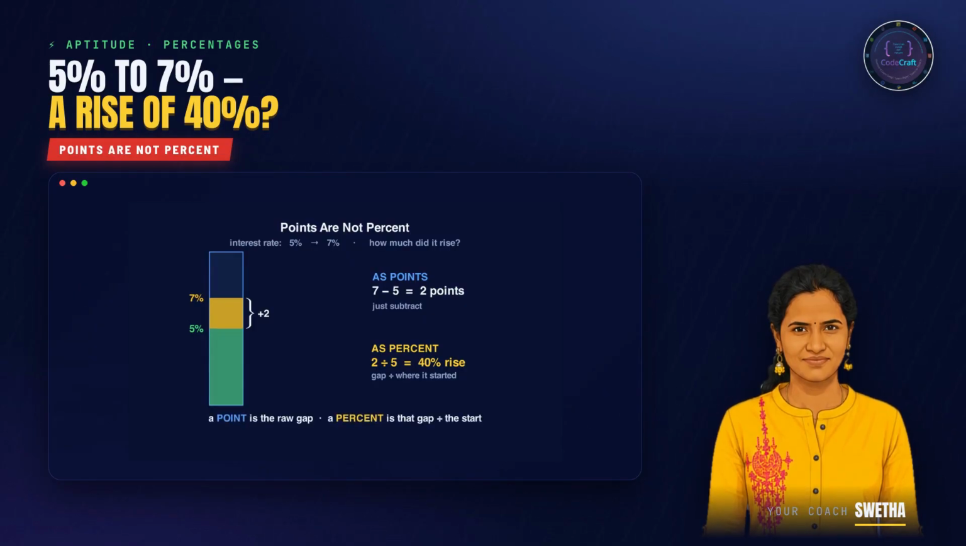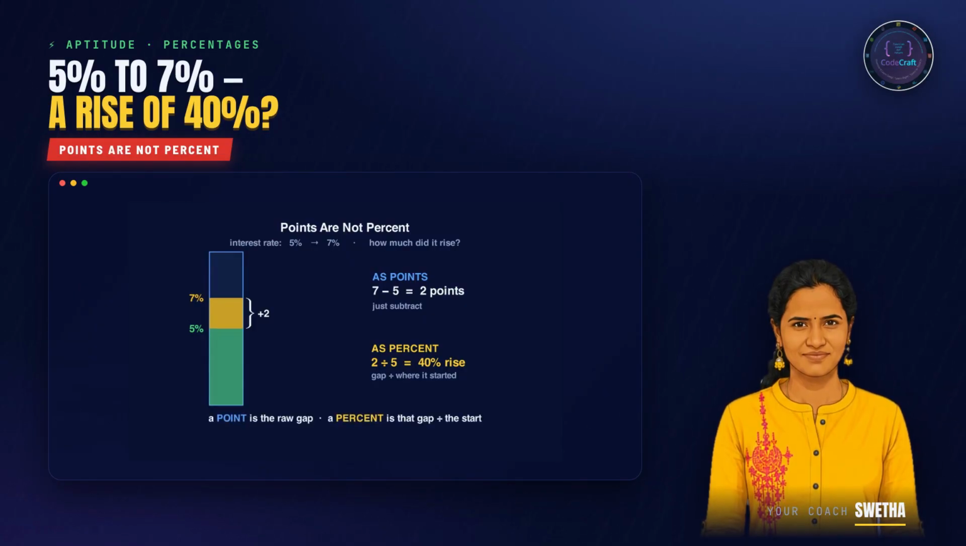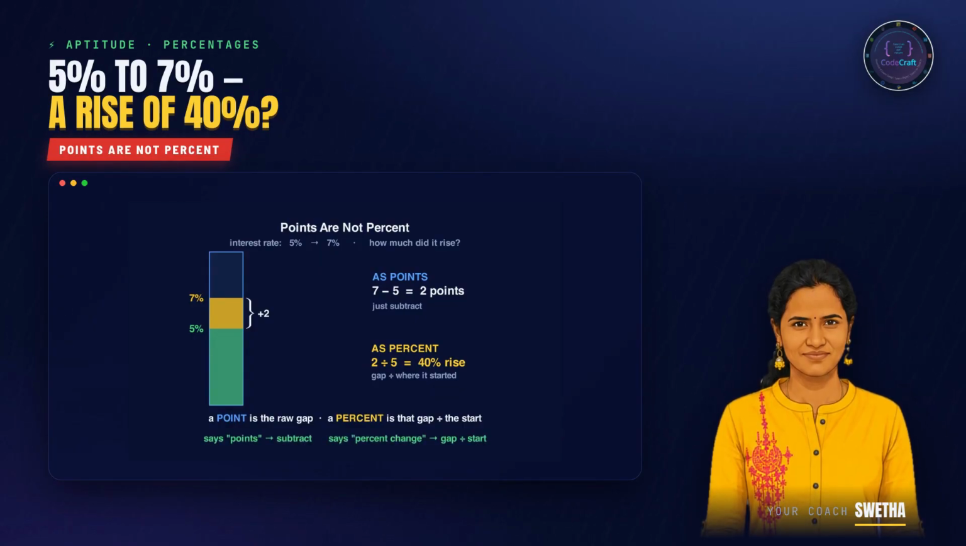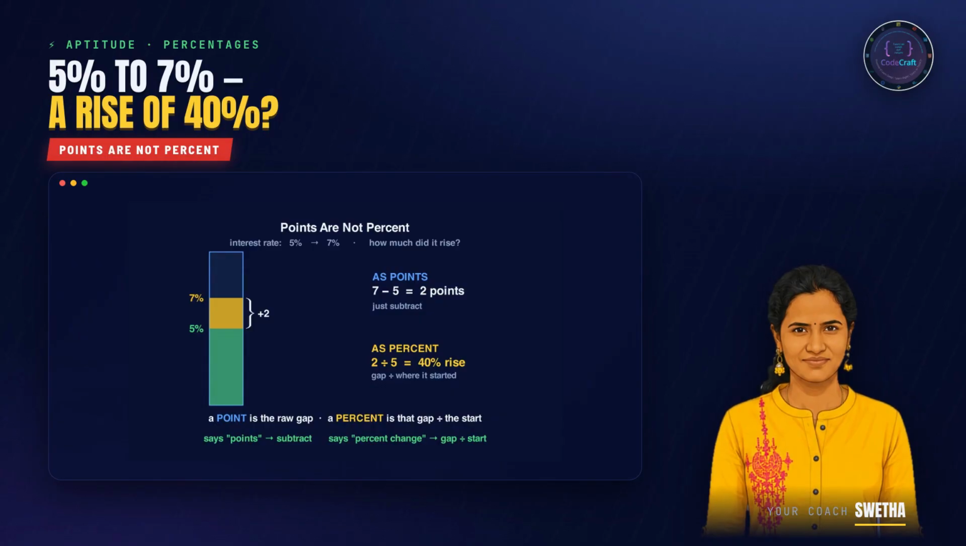A point is the raw gap. A percent is that same gap measured against the starting value. So when a question says points, just subtract. When it says percent change, divide the gap by where you began.